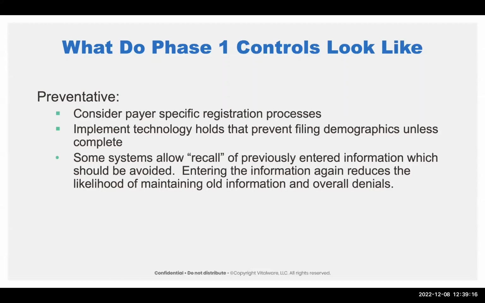Technology that prevents filing demographics unless complete. So a 6-digit social security number, most systems won't allow that. And then one of the things is my own personal peeve is most systems have this thing called recall, or a method of recalling the last known data. So when I hear the registration staff or patient access staff, they'll say, "Do you still live at 1234 Hill Street?" And the patient, they're kind of zoned out. They're like, "Yep, yep, yep, yep." And then all of a sudden you have the wrong information.